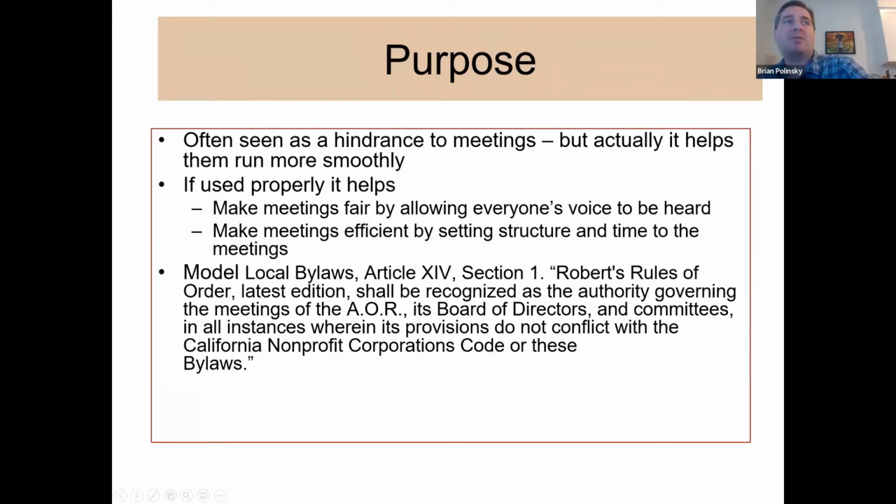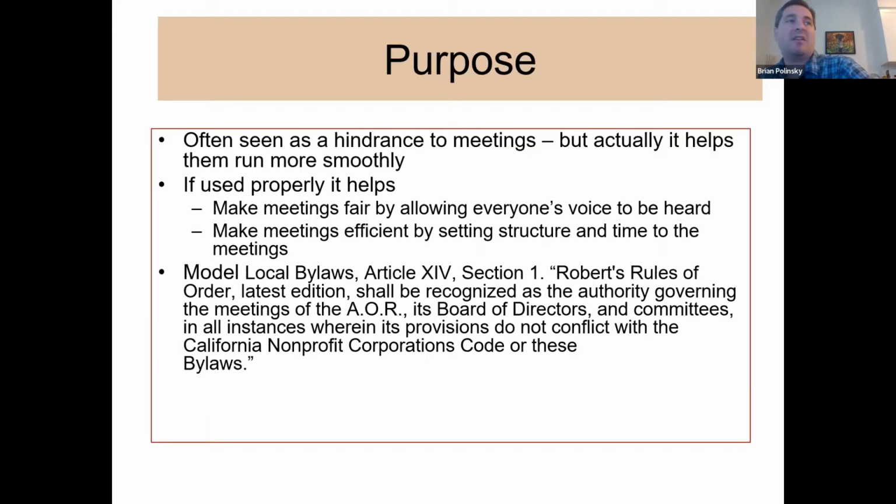Now, sometimes Robert's Rules is seen as a hindrance to meetings because it makes them overly formal, but it actually helps meetings run more smoothly if you use them correctly. If you use them properly, it helps make meetings fair by allowing everyone's voice to be heard, and it makes meetings more efficient by setting a structure and time to the meetings.